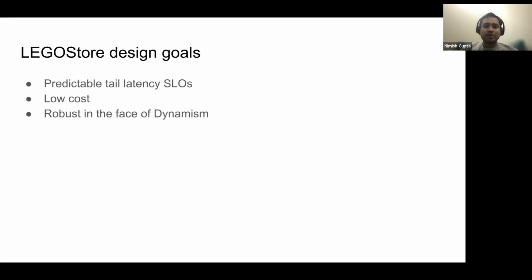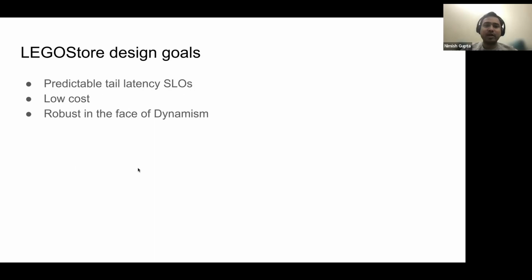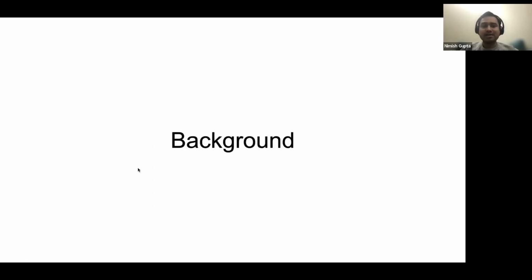So with LEGOStore, the design goals of the system are predictable tail latencies and SLAs, low cost of operations, and robustness in the face of dynamism. So all these factors that I mentioned, if these change, then the system should be able to adapt. With that, let's move into background.